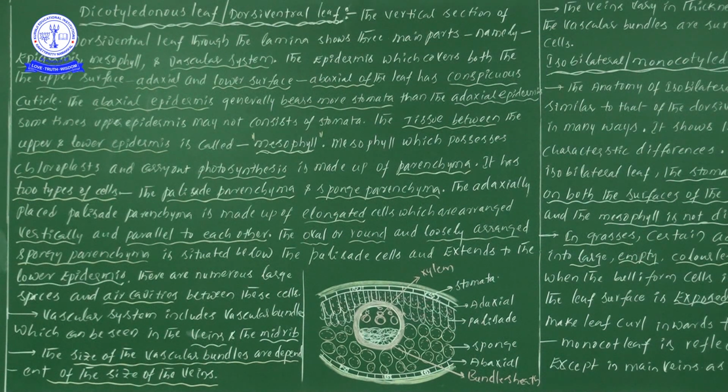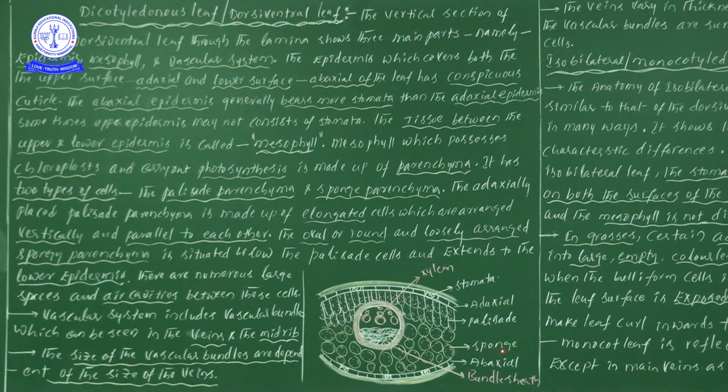So next one, once you see the remaining information, later: oval or rounded, loosely arranged sponge parenchyma is situated below the palisade cells. Now here palisade cells were taken as elongated cells. He has given information regarding palisade cells or elongated cells. From the sponge parenchyma point of view, again what is the information we are studying?